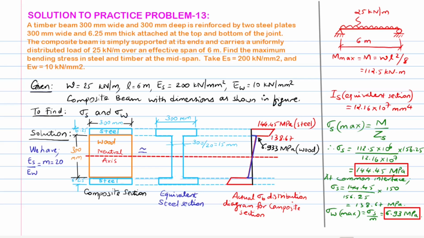By interpolation, the stress at the level of the steel-wood interface is found to be 138.67 megapascals. Now, because the strains in the two materials at the common interface are the same, and from the knowledge of Hooke's law and modular ratio, we find the maximum bending stress induced in wood as 6.93 megapascals. The actual bending stress distribution diagram in the two materials is also drawn for reference.